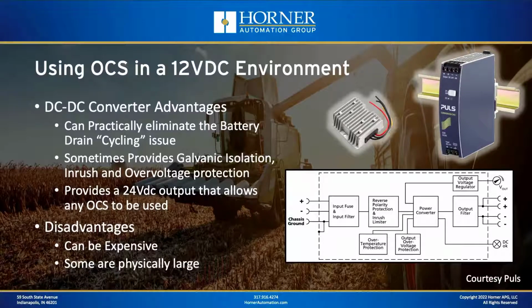First of all, like I just mentioned, it does pretty much alleviate the battery drain cycling issue. The other thing is a high quality DC to DC converter will also provide galvanic isolation. It'll protect against inrush. It'll also protect against overvoltage. It also will provide a 24 volt DC output, which would allow any OCS product to be used, at least from the standpoint of supply voltage. So for instance, an X4 or an X7, which normally could not be used with 12 volt supply, if there's a DC to DC converter converting it up to 24 volts, then they could be used.